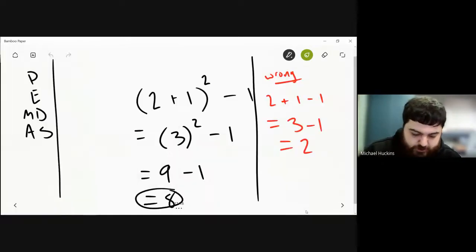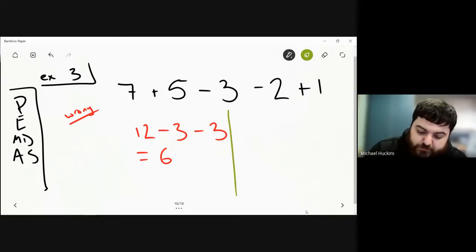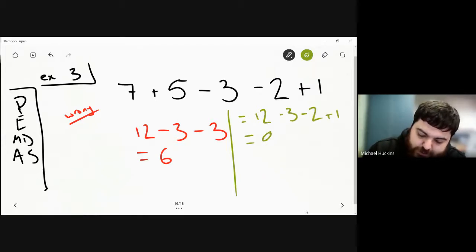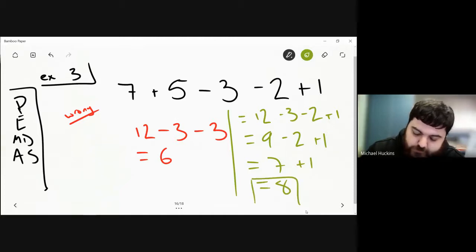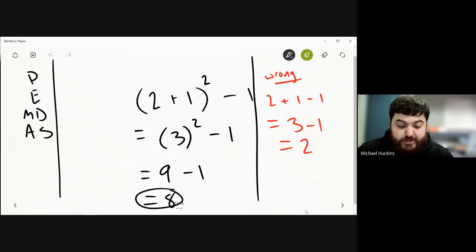Instead, I would just go left to right. 7 plus 5 is 12. 12 minus 3 is 9. 9 minus 2 is 7. 7 plus 1 is 8. So you always want to make sure we're using the order of operations correctly, because otherwise we get wildly different answers. Moving on to parentheses and exponents.